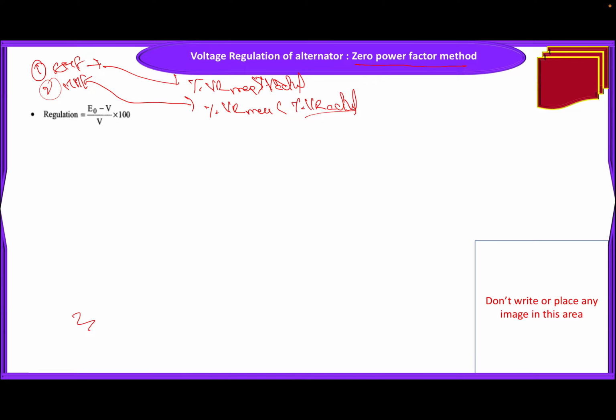So this is the percentage voltage regulation. What is the formula? Percentage voltage regulation is E naught minus V by V into 100.